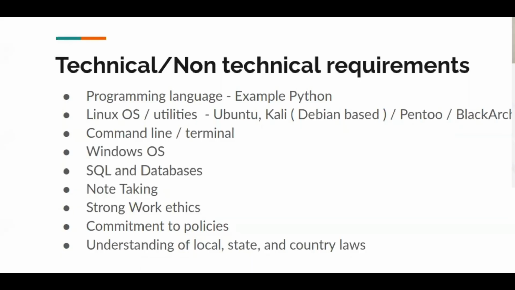Then as far as operating systems are concerned, you should know at least two, Linux and Windows. Debian distributions have versions called Ubuntu and Kali. And then Arch Linux has a version called BlackArch, and Gentoo has a version called Pentoo. So these Linux OS versions you can use.